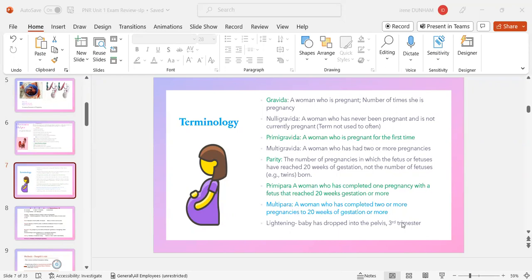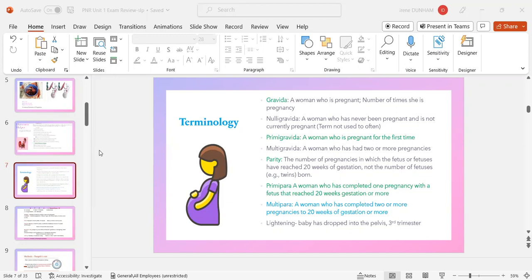So if I was to ask you a question: the nurse is obtaining a client's obstetrical history who is pregnant for the first time. Which term would be used to describe the client's gravida and para? So what is she? What's her gravida and para? Is she going to be a primigravida? She's a what? Gravida 1, right?